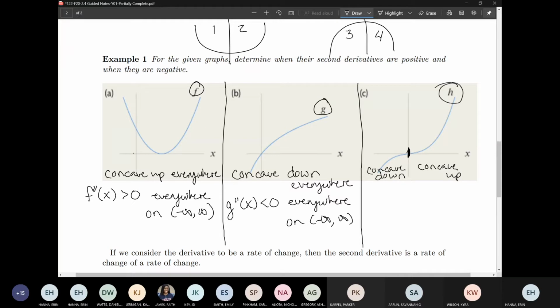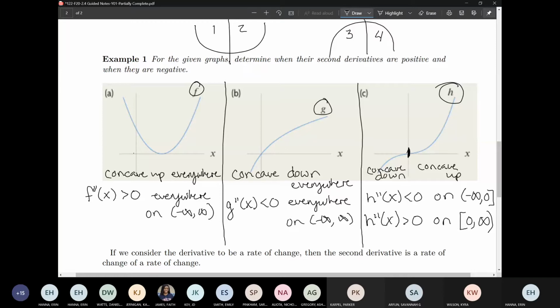Since this function is named h, we're going to say that h double prime of x is less than 0. Less than 0 means that it's concave down, so it was concave down from negative infinity to 0. I'm going to go ahead and put a bracket on that. I'll talk about that in a second. And then if the second derivative is positive, then it's concave up, so it was concave up on 0 to infinity.